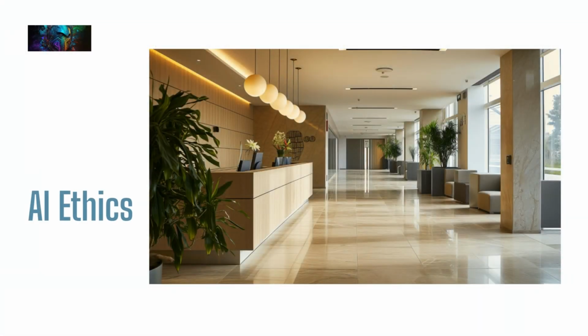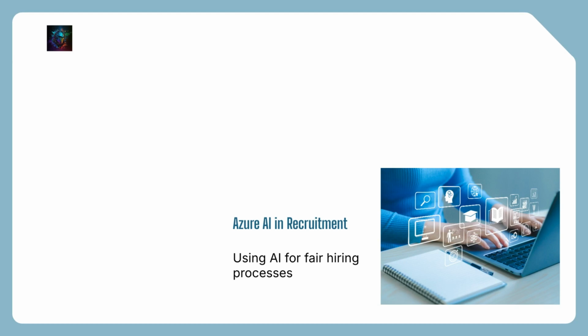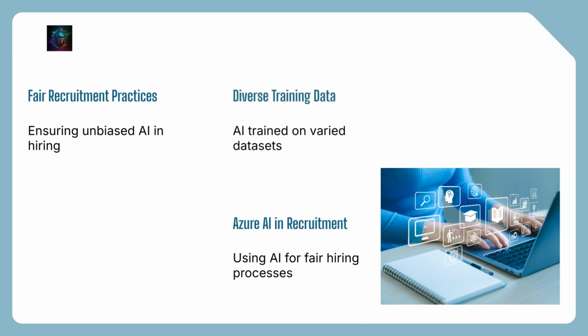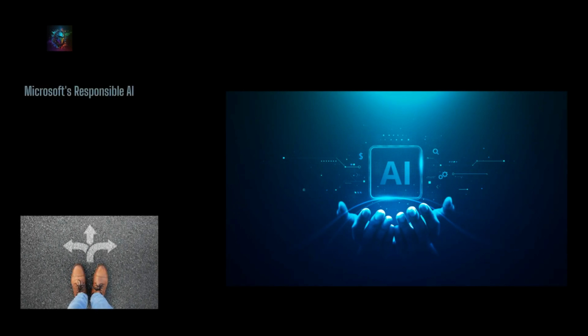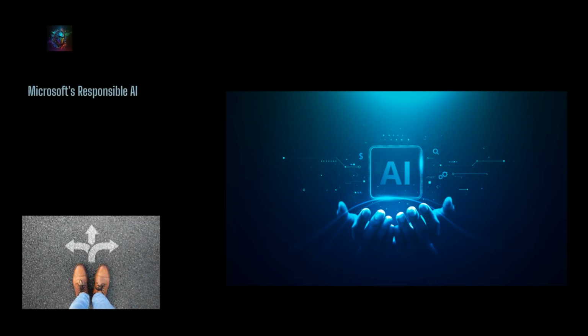Example, AI ethics in hiring. A company using Azure AI for recruitment must ensure that the AI doesn't favor a specific gender or race when screening job applicants. This is done by training AI on diverse datasets and regularly auditing results. Microsoft's Responsible AI framework ensures that AI remains a force for good.